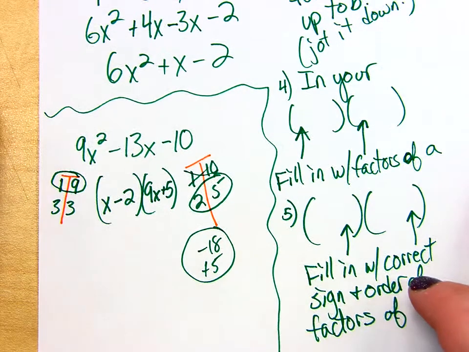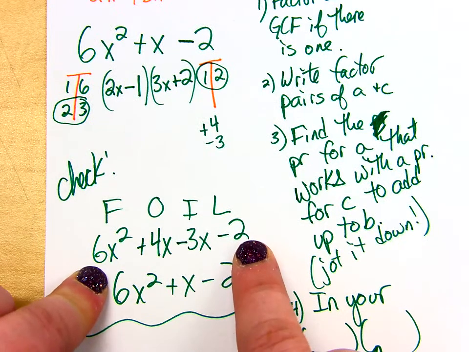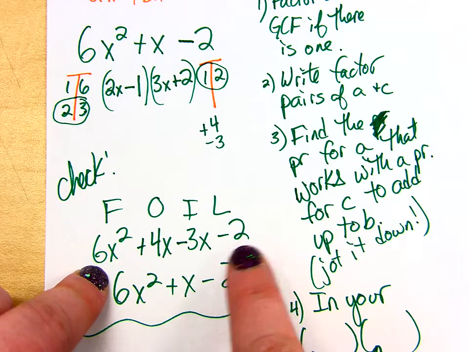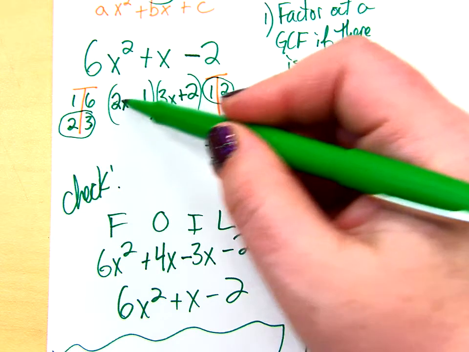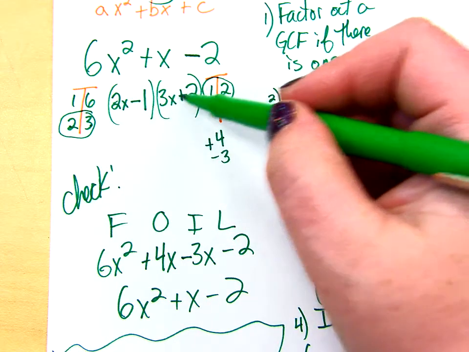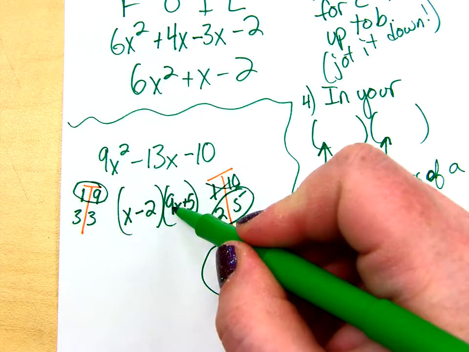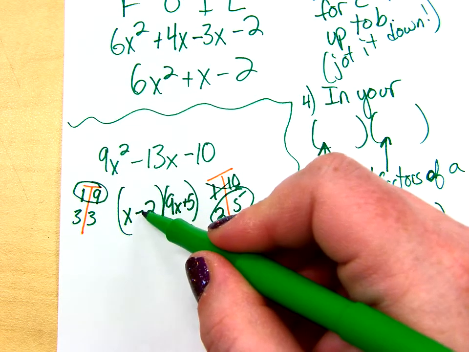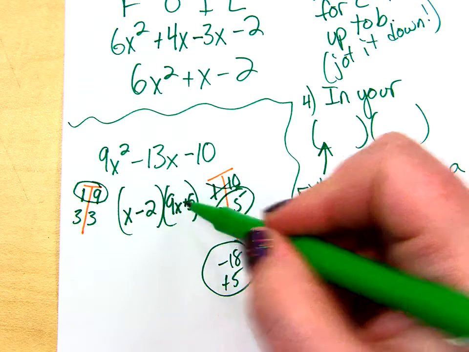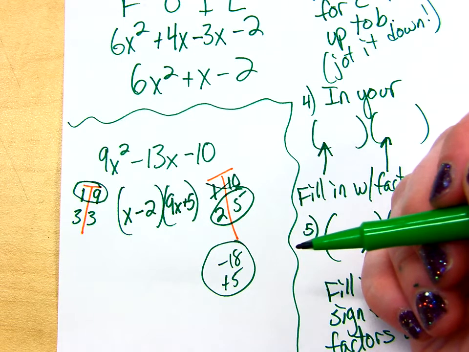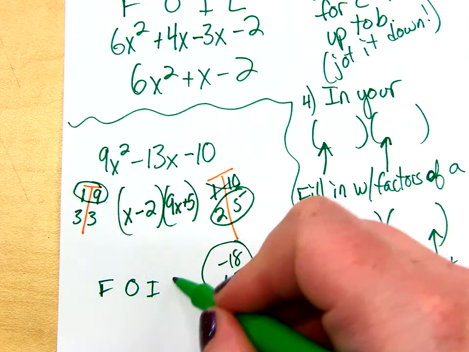When you do FOIL, let me just rewind back up to here. First, outside, inside, last. Notice that you never multiply the two numbers together that are in the parentheses with each other. I never multiply those two together or these two together. So that's why when I'm trying to get to a negative 18, if I already have a 9 here, I need the negative 2 over here. I'm not going to put the negative 2 with the 9 because I don't multiply these two numbers together. Ever. So if you want to check and FOIL this back together, you certainly can.